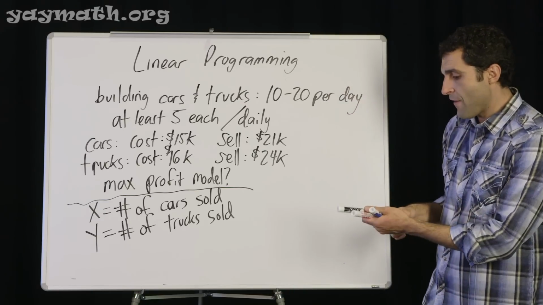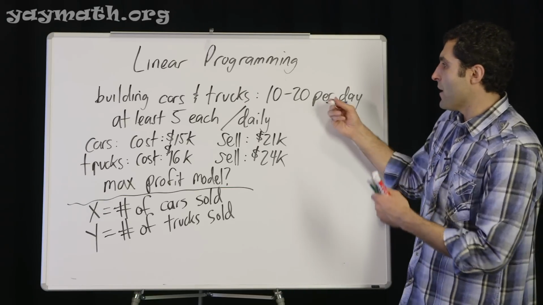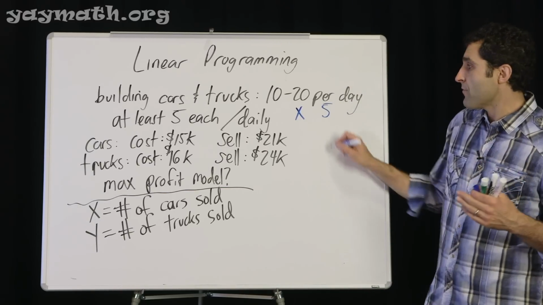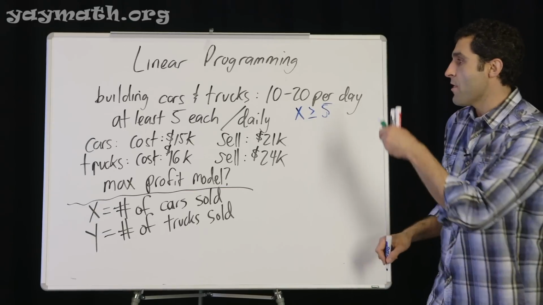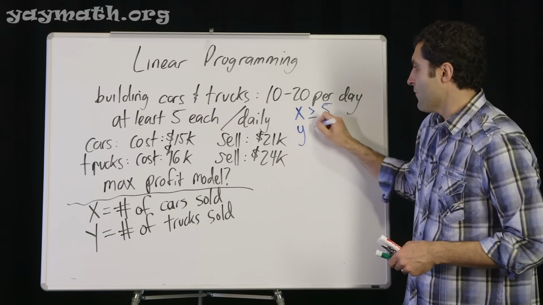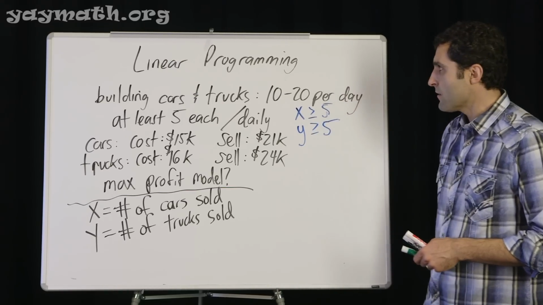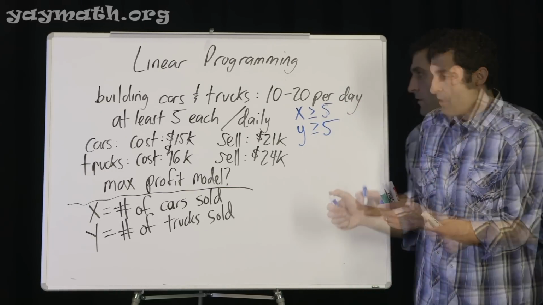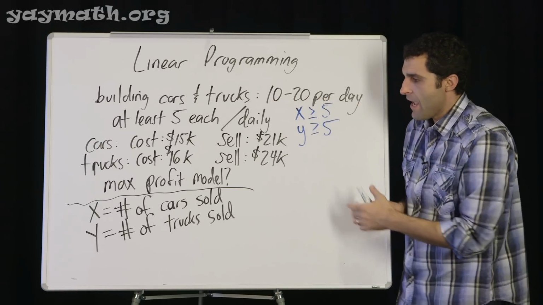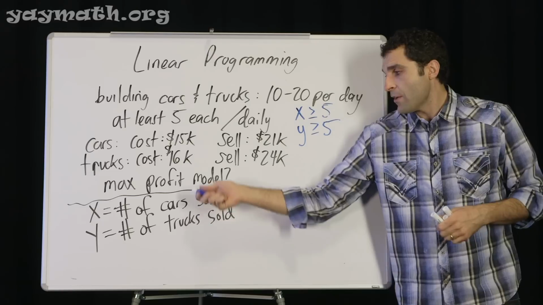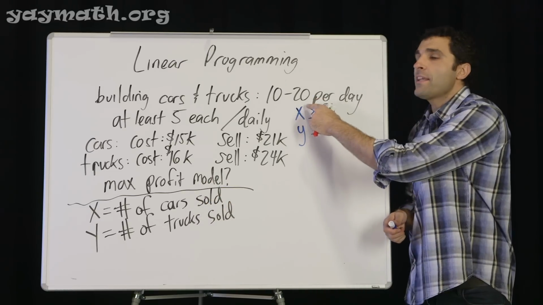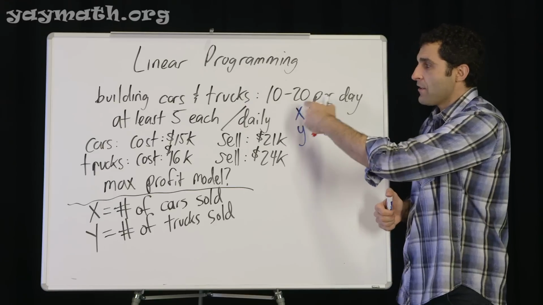So if you wanted to say 5 or more, that would be the equation X is 5? At least 5 means greater than or equal to. That's one line that we have to draw. Trucks also at least 5. So both of these are at least 5. So the next piece that we have to focus on is that we need to make 10 to 20 per day. And if X represents the number of cars sold and Y represents the number of trucks sold, that must mean together that we're making 20 or less, in a way, 10 to 20 per day.